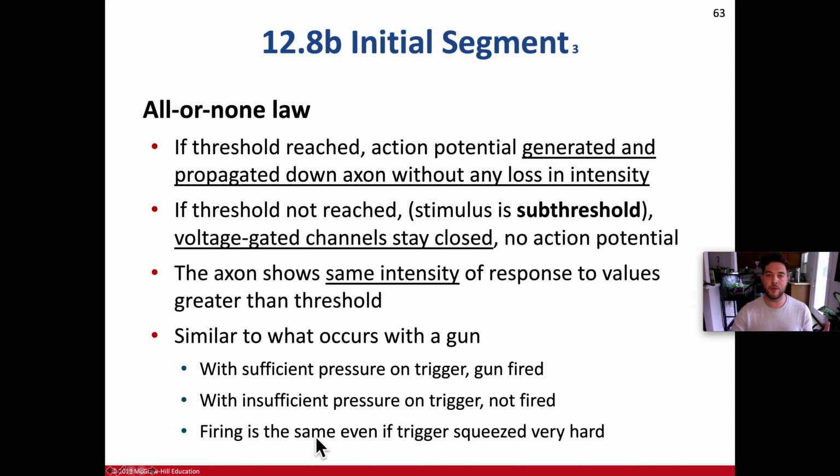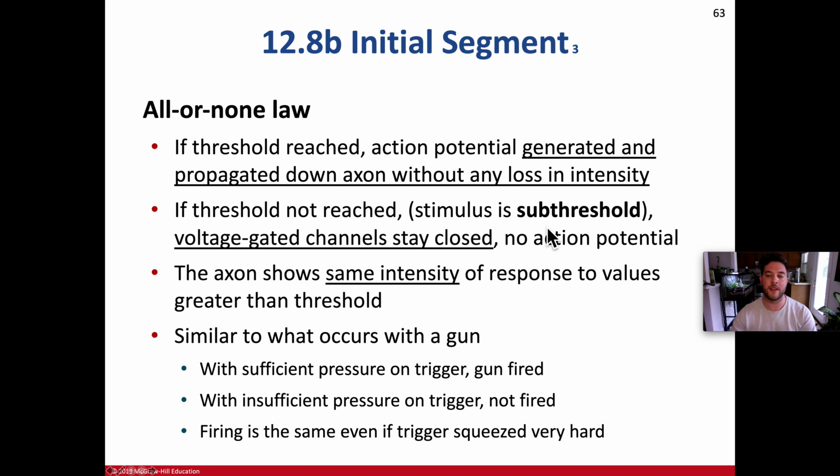But whether you squeeze the trigger just enough to fire, or if you really pull it and hold it strongly, the firing will still happen the same. The bullet will still leave the gun just as fast, regardless of your strength of squeezing the trigger, as long as you are strong enough to squeeze the trigger. And that's kind of how an action potential gets started.